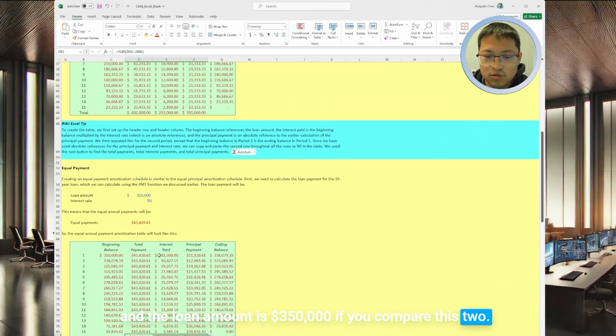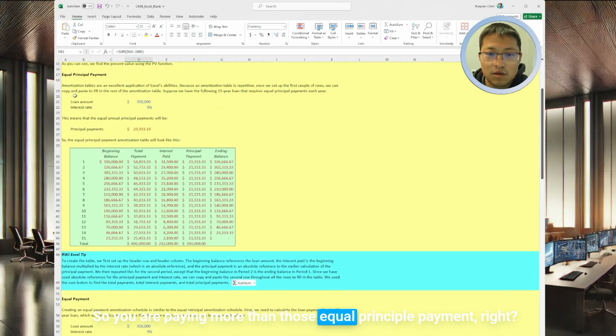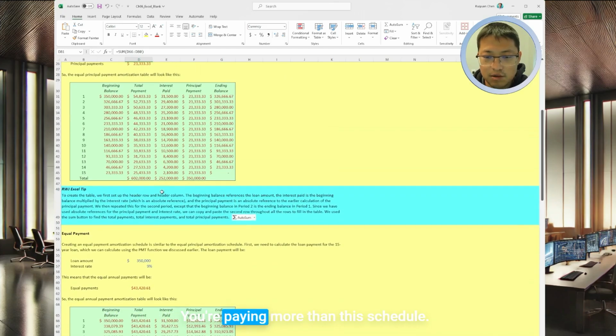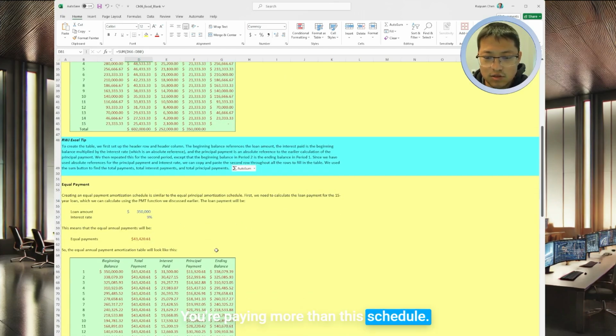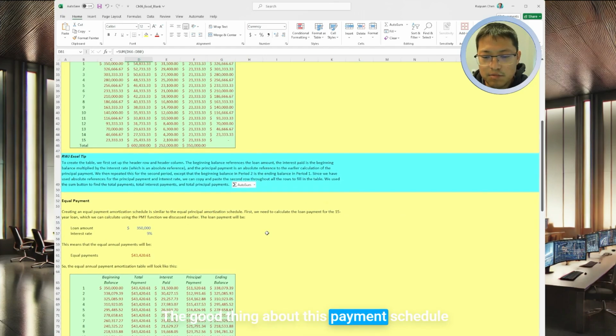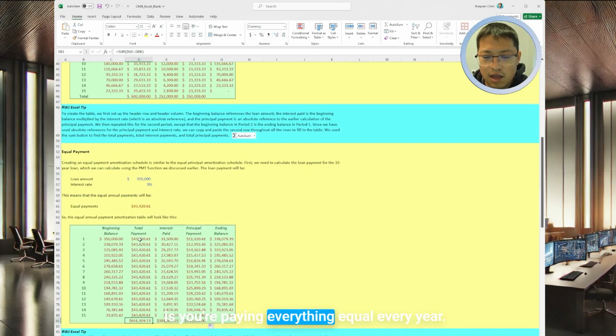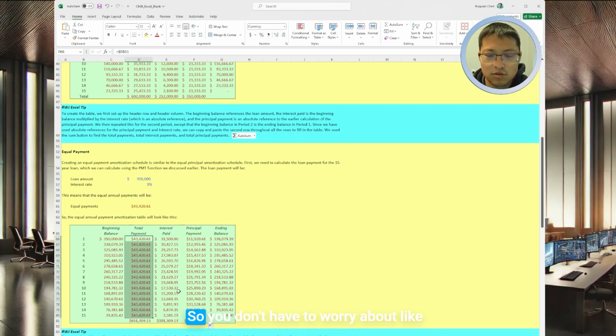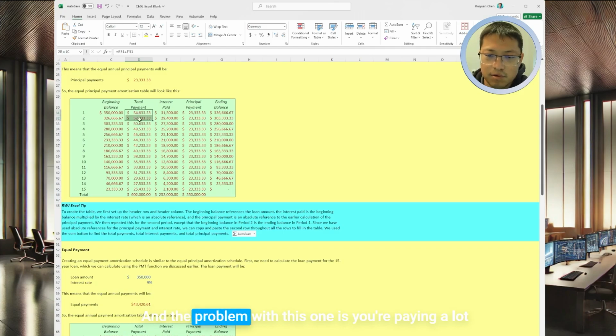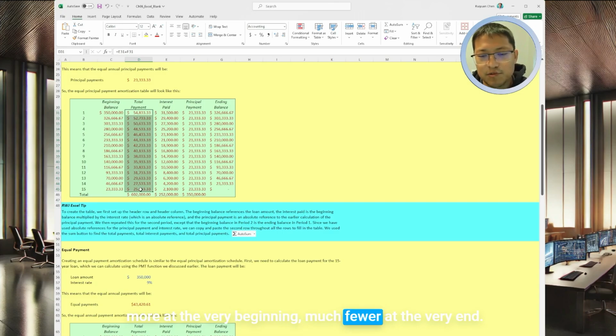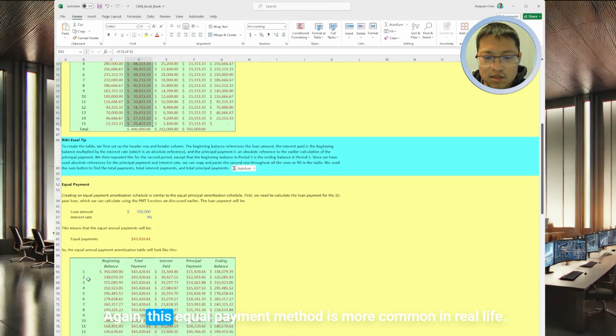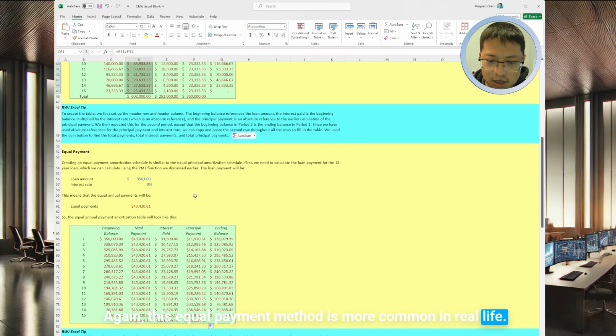If you compare these two, you're paying more than with the equal principal payment schedule. The good thing about this payment schedule is you're paying the same amount every year, so you don't have to worry about being short of money. You know exactly what you're going to pay. The problem with this one is you're paying a lot more at the very beginning and much less at the very end. Again, this equal payment method is more common in real life.